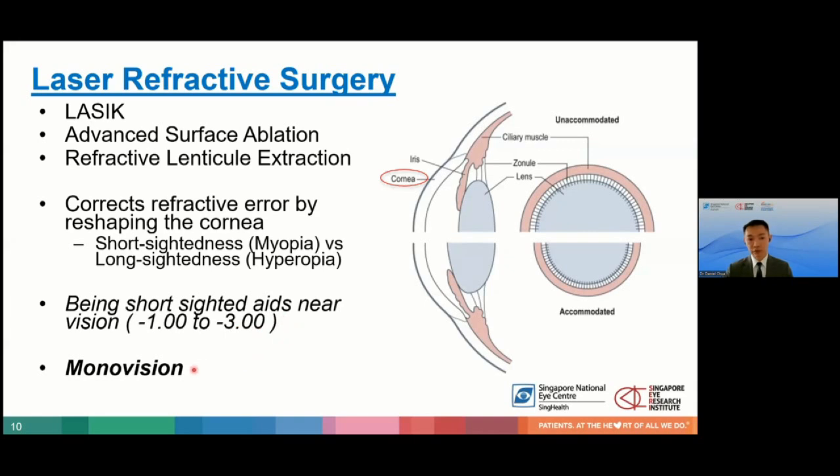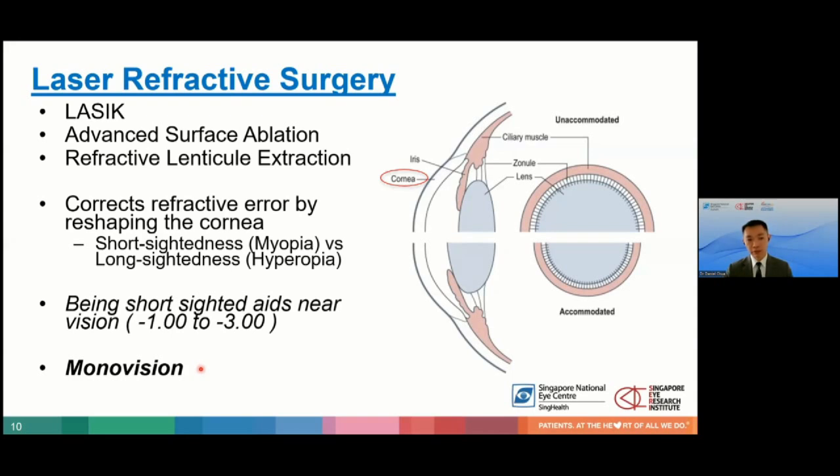And this is where monovision will come in. So we generally use laser refractive surgery to correct the dominant eye to be able to see well for distance, making them close to 0 degrees. And then the non-dominant eye to see well for near.